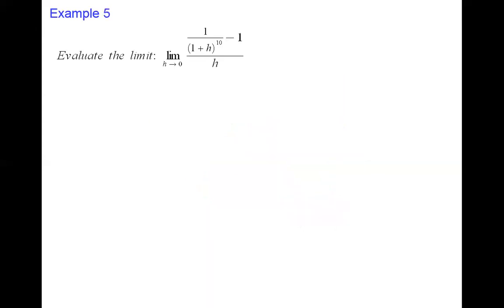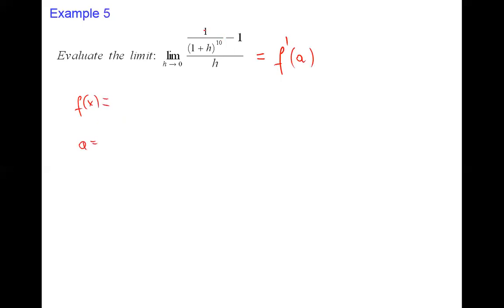Example number 5. Evaluate the limit. Okay, that means now we have the moment where we have to combine the limit definition of the derivative and the shortcuts, the formulas. What I see is a limit, and this limit represents the derivative of a function at the number a. And I have to figure out what is the function and what is the number a.